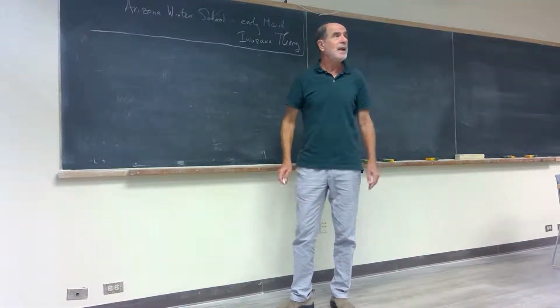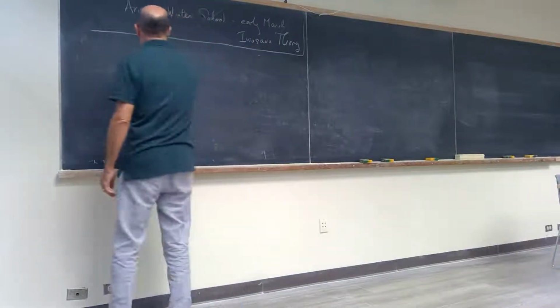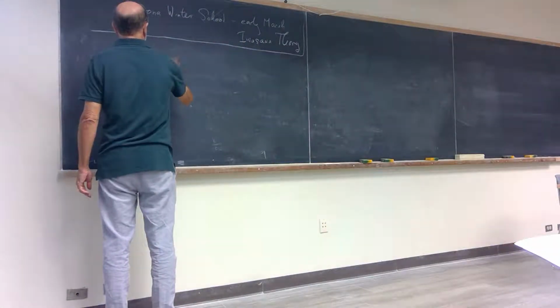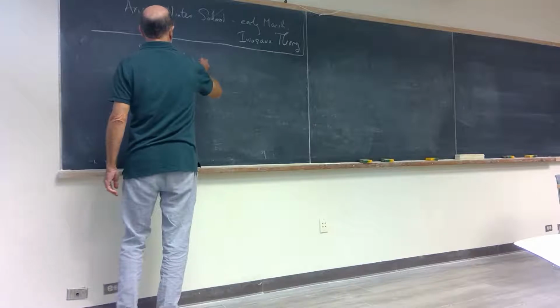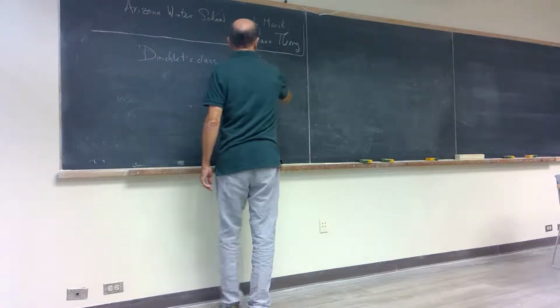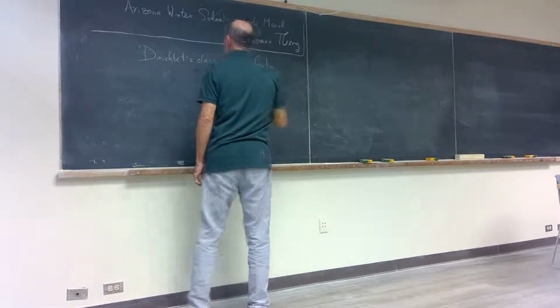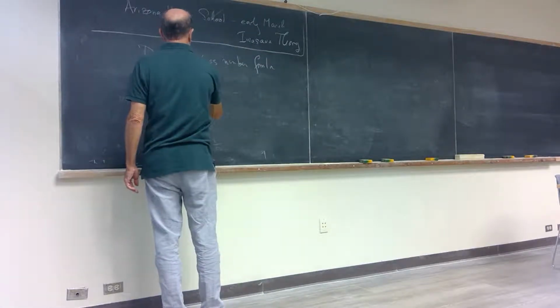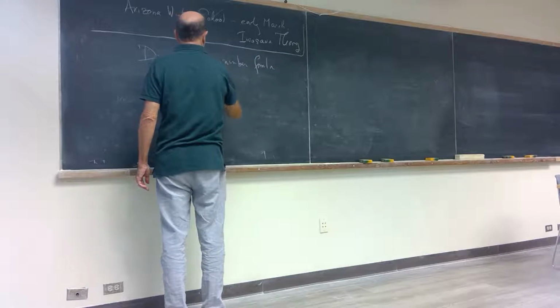Okay, so today we're going to get to a statement of what's called Dirichlet's class number formula. It's a formula for the residue at s equal 1 of the zeta function of a number field.